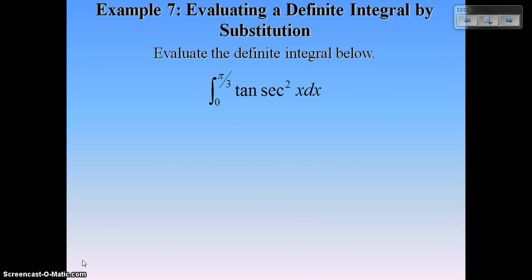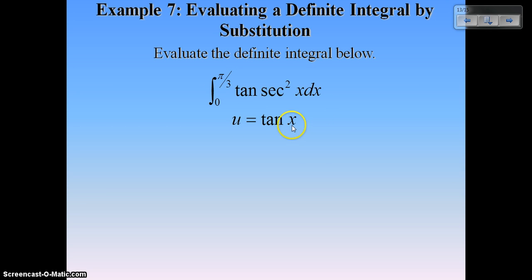Alright, evaluating a definite integral by substitution. We're going to take the integral from 0 to pi over 3 of tangent of secant squared x dx. I'm sorry, that's supposed to be tangent x, secant squared x dx. It is obviously a typo.